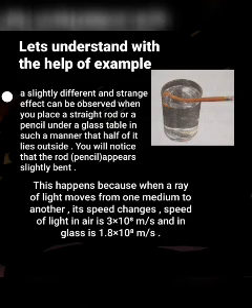Let's understand with the help of an example a slightly different and strange effect. It can be observed when you place a straight rod or a pencil under a glass table in such a manner that half of it lies outside. You will notice that the rod, pencil, appears slightly bent. This happens because when a ray of light moves from one medium to another, its speed changes. Speed of light in air is 3x10^8 m/s and in glass is 1.8x10^8 m/s.